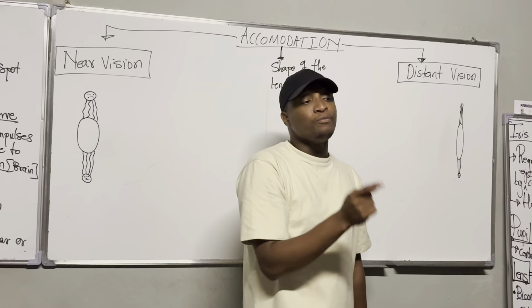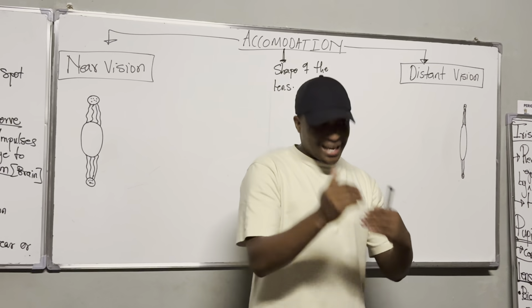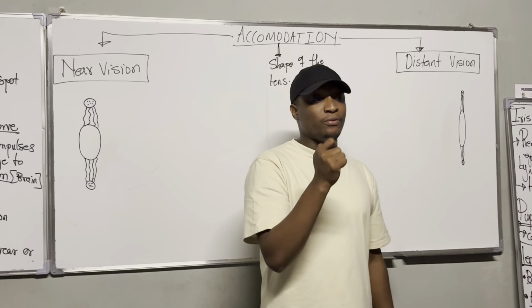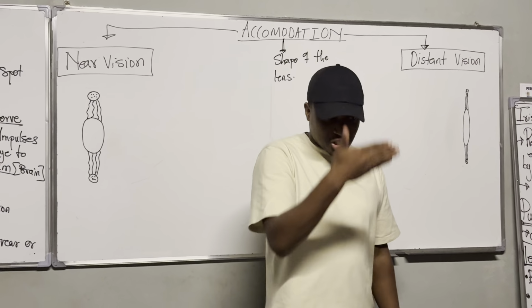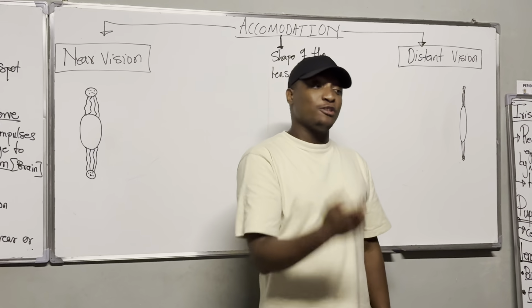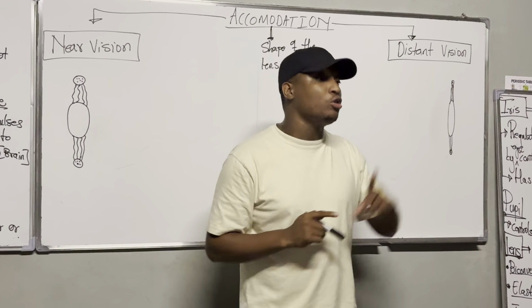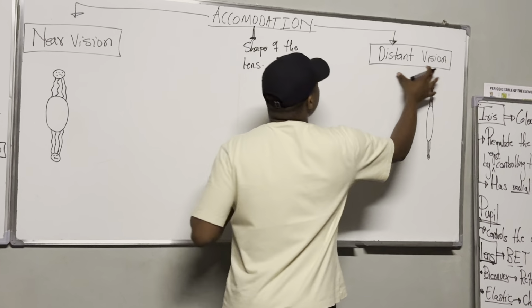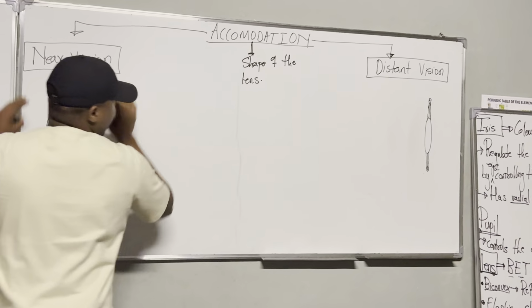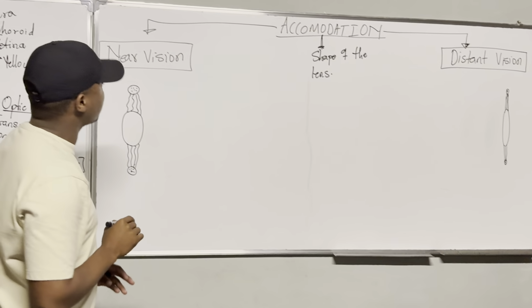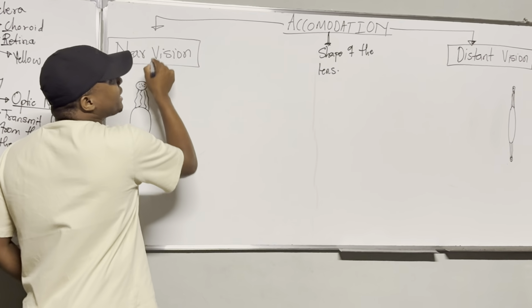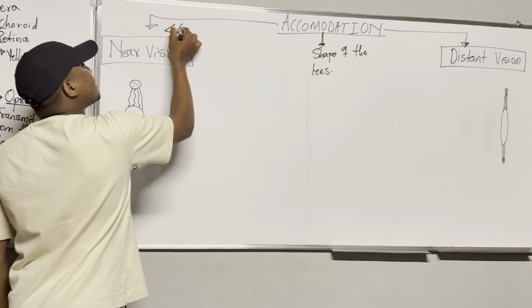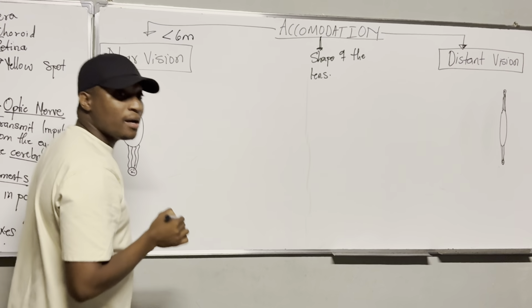Remember, when we spoke about the adaptations and functions of the lens, we said the lens is elastic, meaning the shape can be altered so that a clear image is formed onto the retina. So we have distant vision and also near vision. Near vision is vision of less than 6 meters. Are we together?